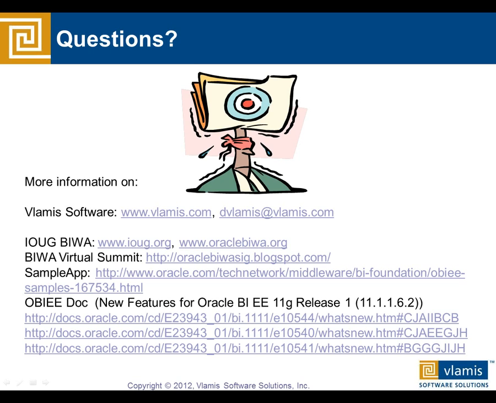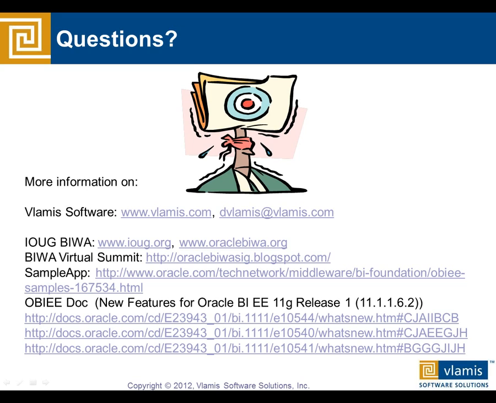Is it possible to go to 11.1.1.6.2 BP1 from 11.1.1.6 general directly? Yes, the answer on that is probably later on in the presentation that they didn't see. So you can go directly from 11.1.1.6 to 11.1.1.6.2.